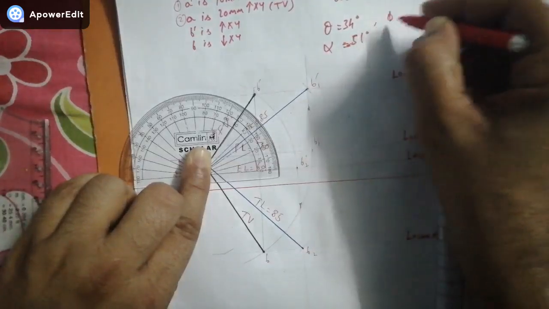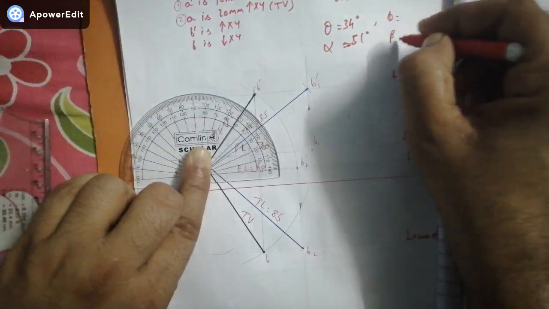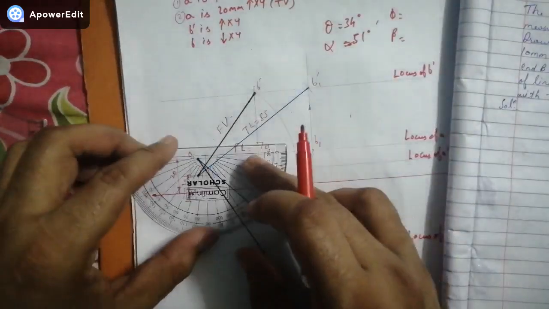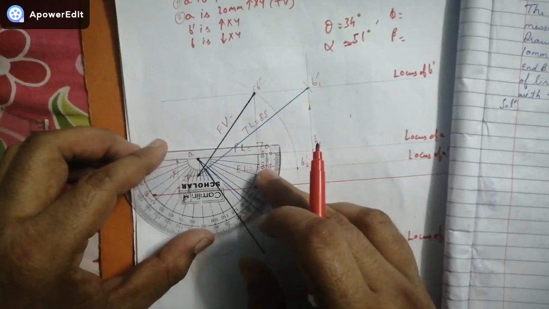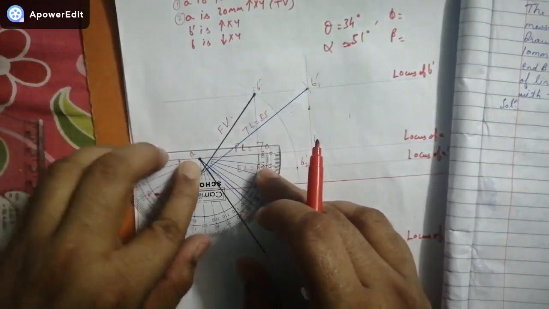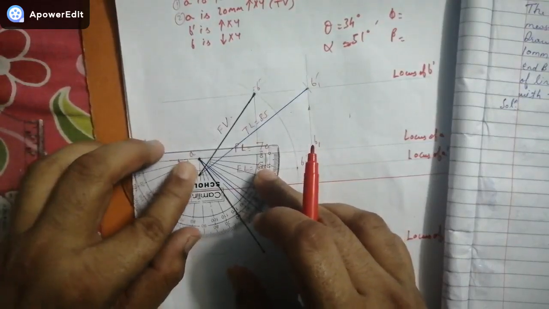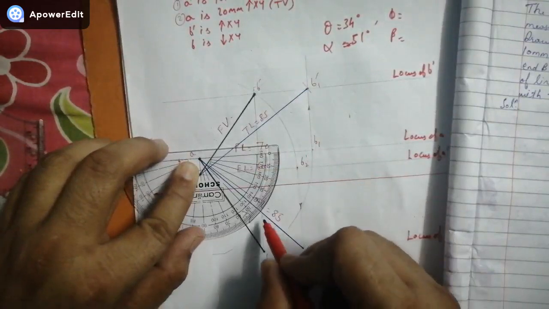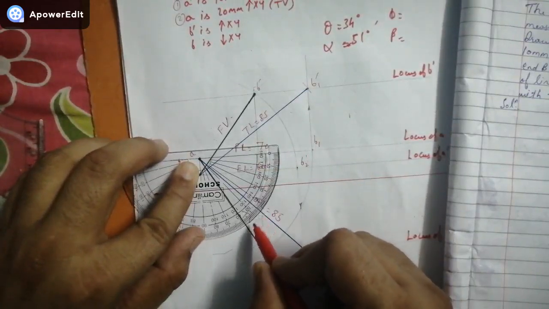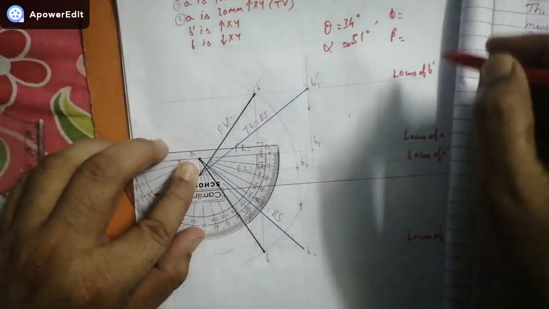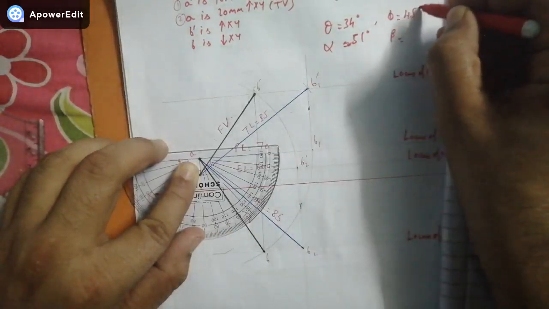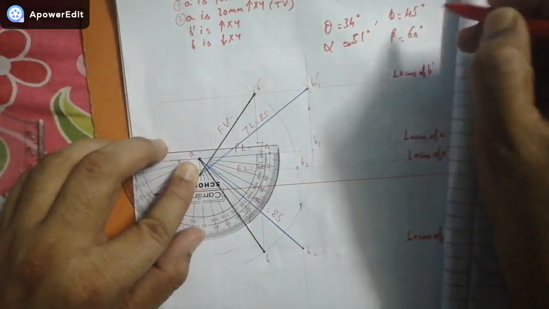What about phi and beta? So now phi and beta, they would be coming from here, since we measure the angle, so phi comes out to exactly 45 degrees and beta comes out to 60 degrees.